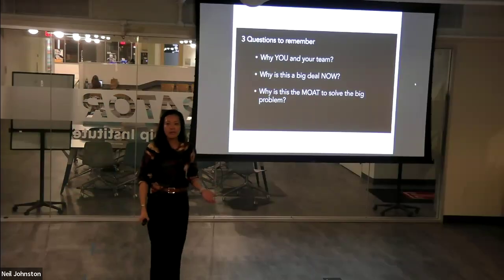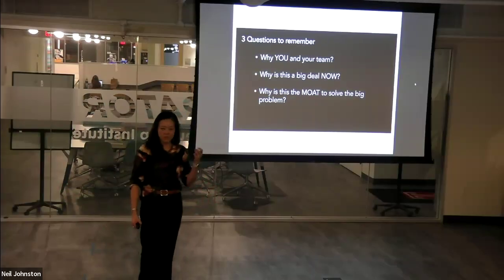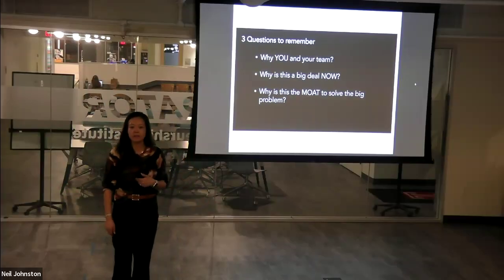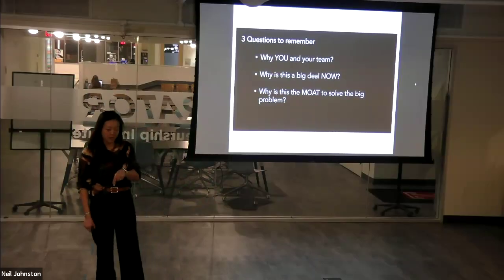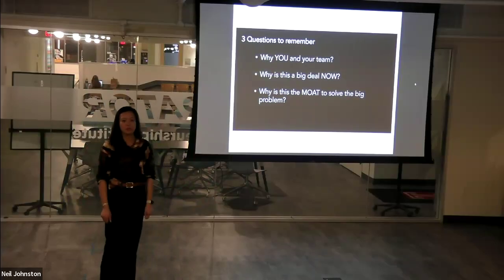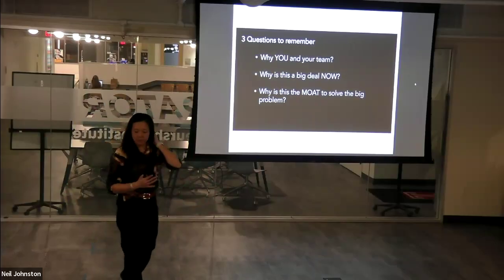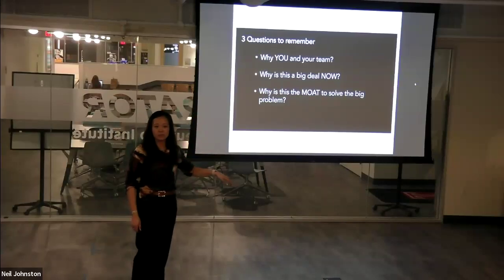Why is this a big deal right now? Why is this such a big problem? There's 1,000 things going on that could have a solution. Why this one? Why should I care? And then lastly, why is this the right product or the solution to solve that big problem? I know there are a lot of slides you need to build, but make sure you answer these three key questions, okay?